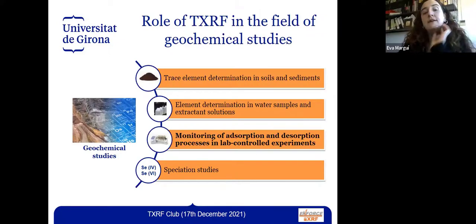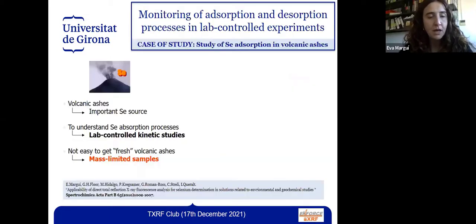Another interesting application of TXRF can be, for instance, the monitoring of adsorption and desorption processes in lab-controlled experiments. Here, in this first study, we focus also on selenium. In this case, we want to understand the selenium absorption in volcanic ashes, and for that, we perform some laboratory kinetic studies.